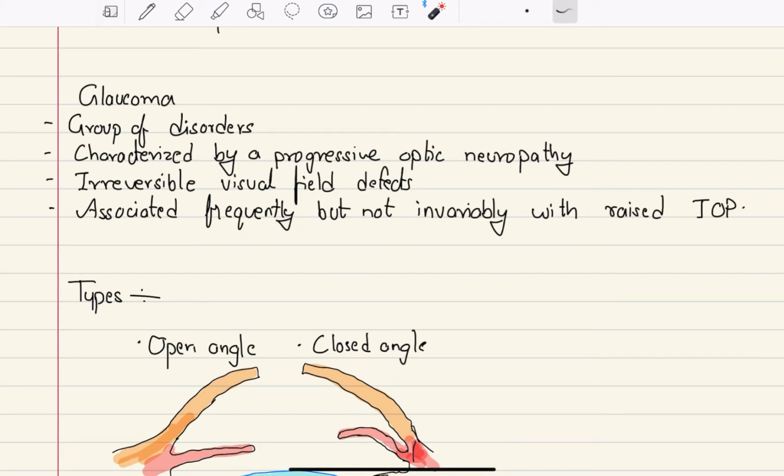The pressure inside the eye could be completely normal, but if there is presence of optic neuropathy and if there is visual field defects, then this can also be called glaucoma. And this type of glaucoma is known as normal tension glaucoma or low tension glaucoma.